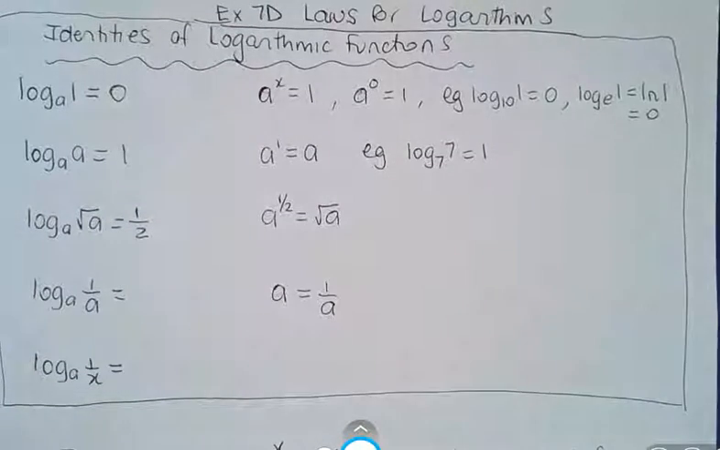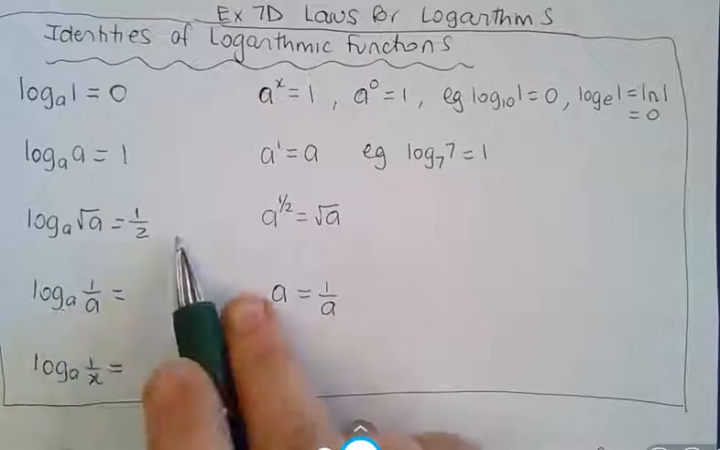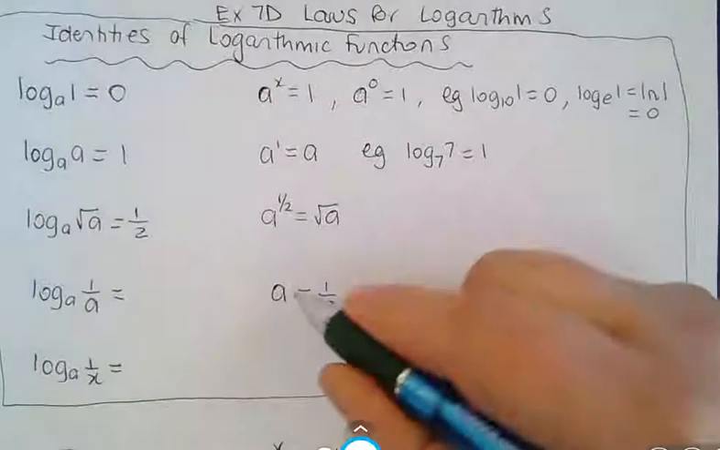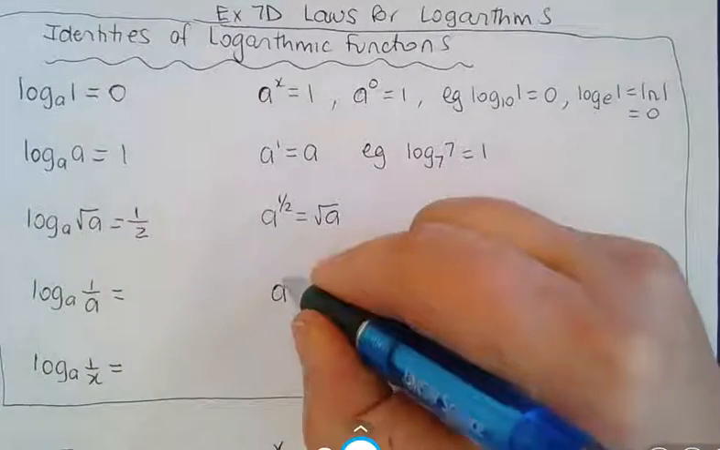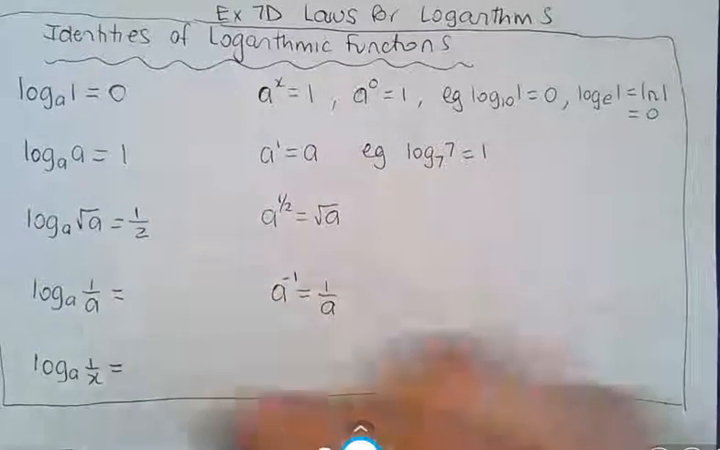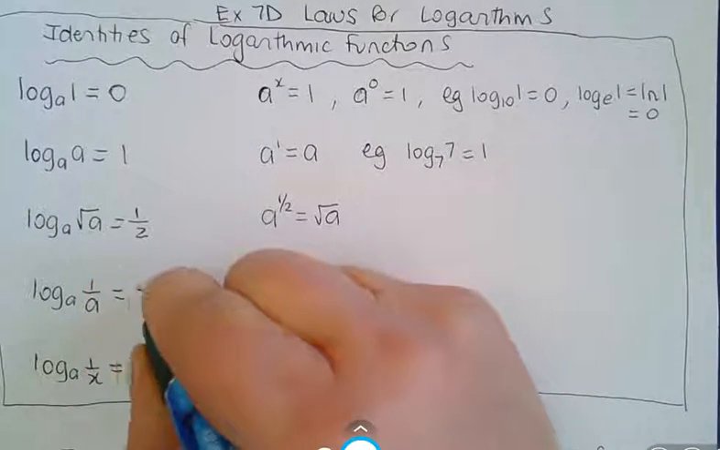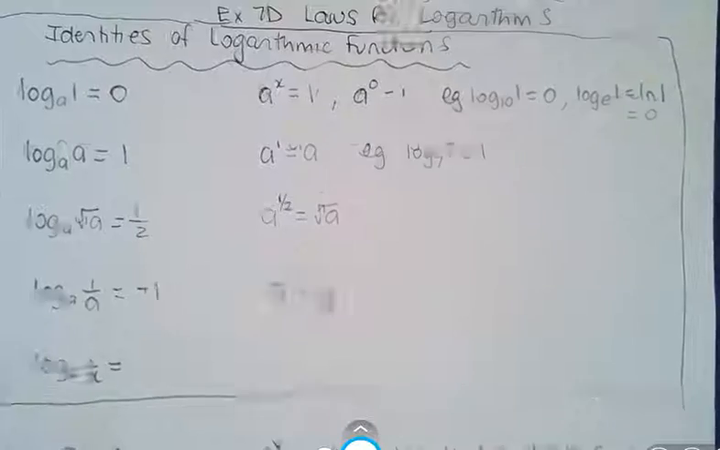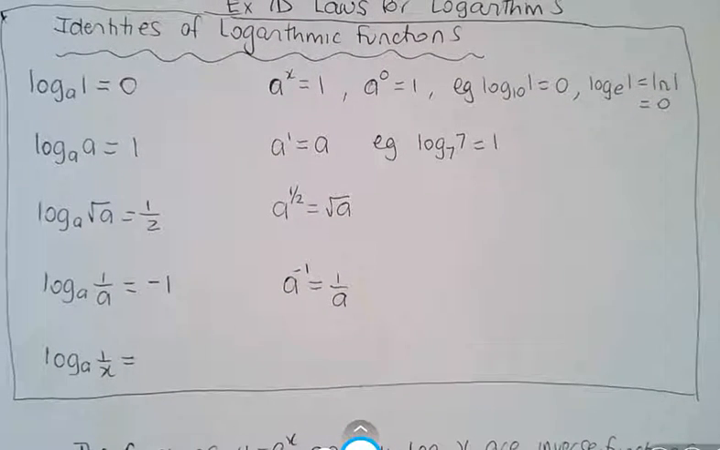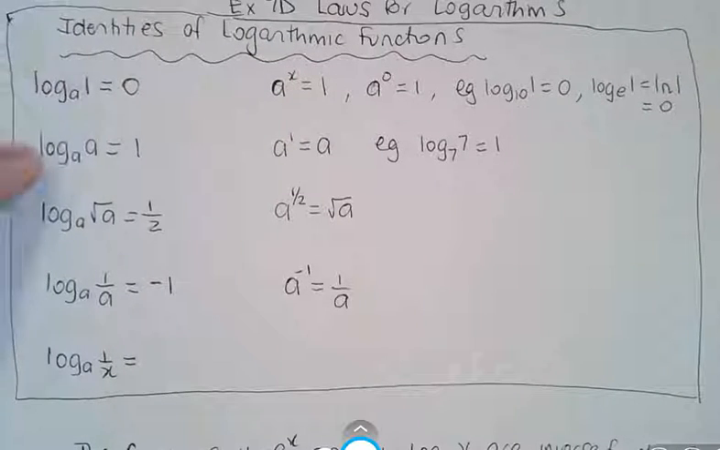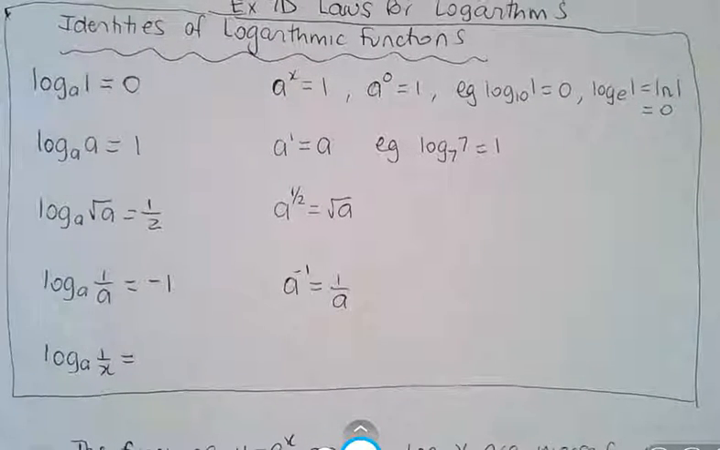See if you can work out what the next one is. We're saying that a to the power of something is 1 on a. What's this something? So log to the base a of 1 on a is -1. Now, the ones you really need to know are the first two. They've got to be like recall.